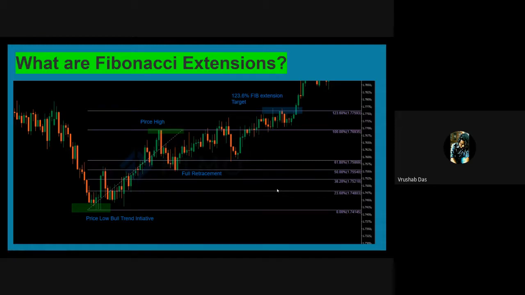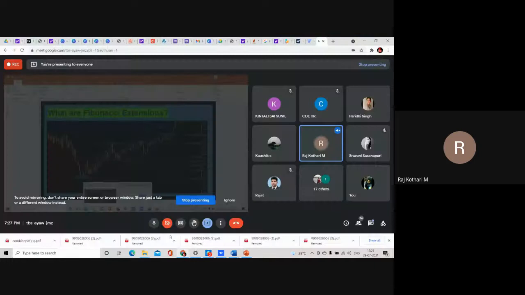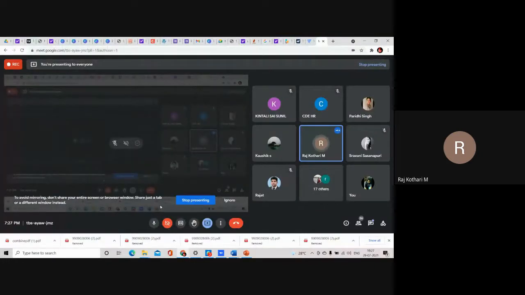So it means that if a stock is at 10 rupees and it's 50%, that means it has crossed 15 rupees, you mean that? No, no, I don't really mean that.